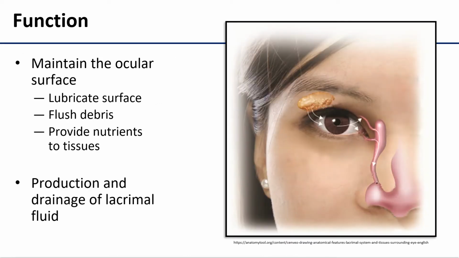The lacrimal system's overarching function is to maintain the ocular surface. This means keeping the surface lubricated, flushing out debris, and even providing some nutrients to the tissue of the orbit. It accomplishes these by producing and draining lacrimal fluid.